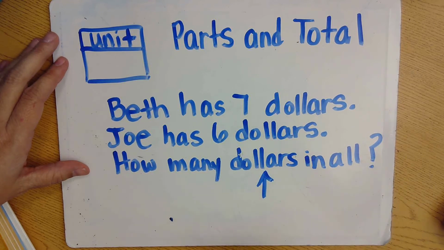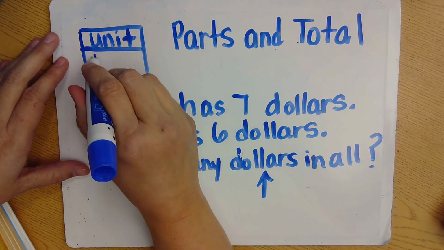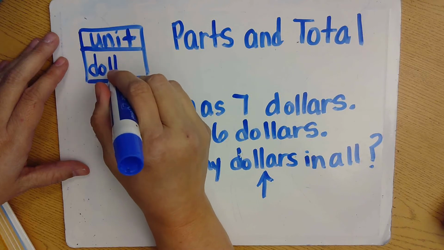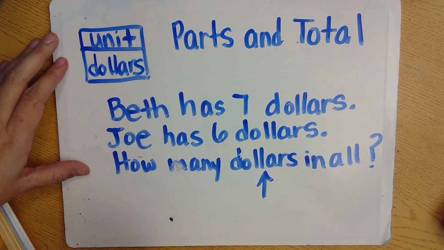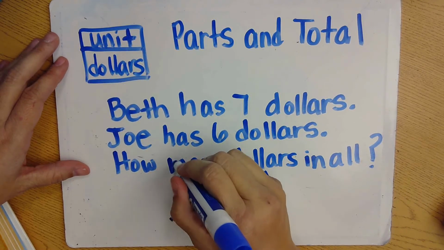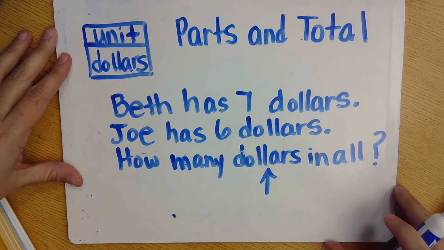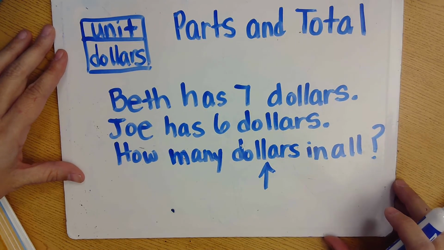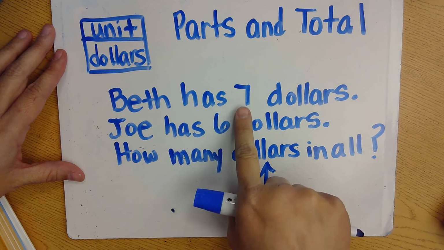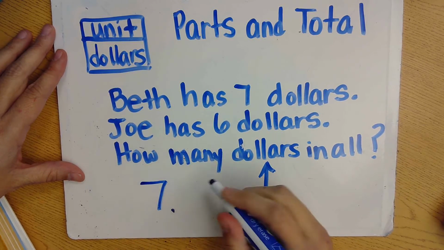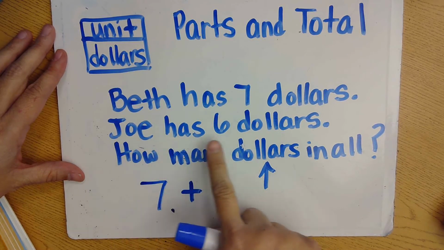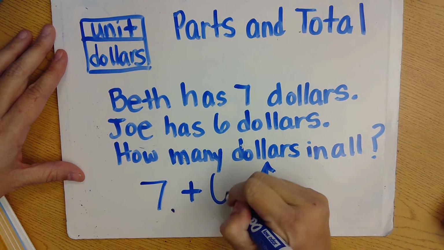You got it. They're asking me about dollars. So I'm going to write dollars in my unit box. That's what I'm trying to figure out the answer for. Okay, I can write the different parts that I know. I know Beth has 7, and I know Joe has 6.